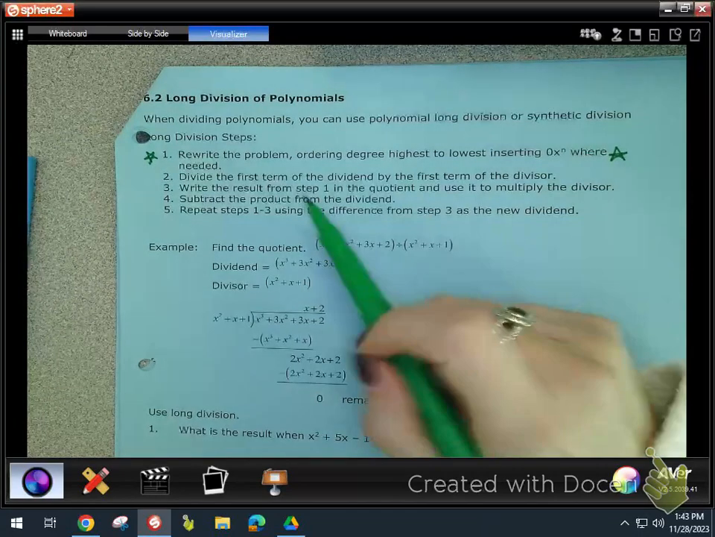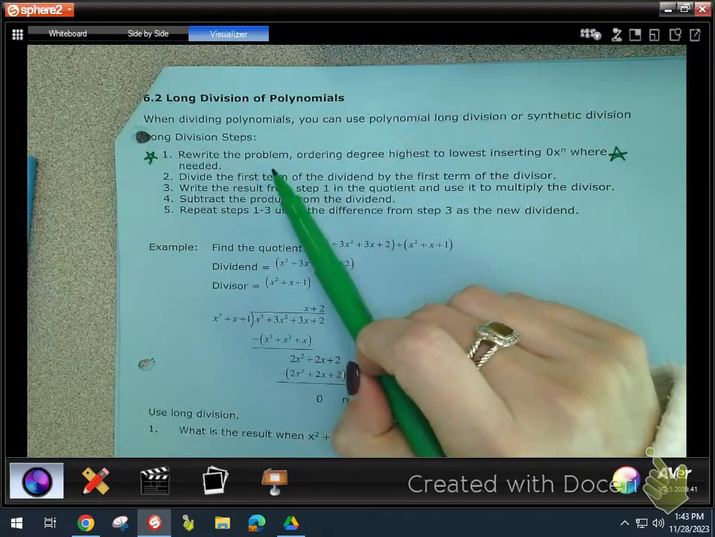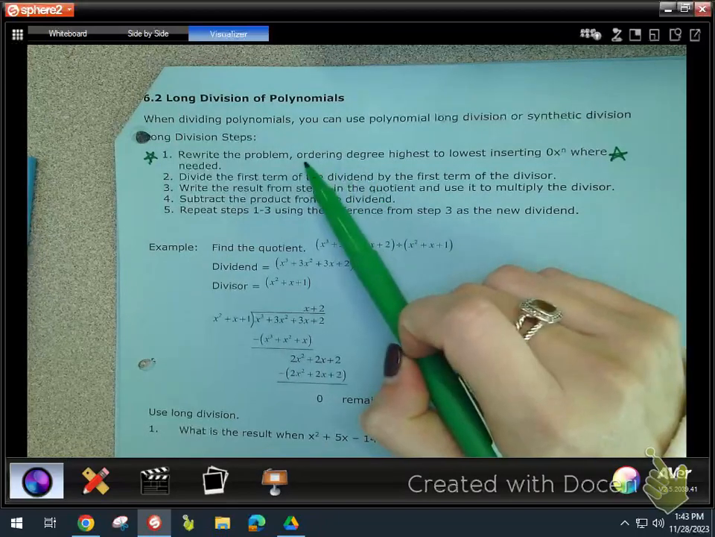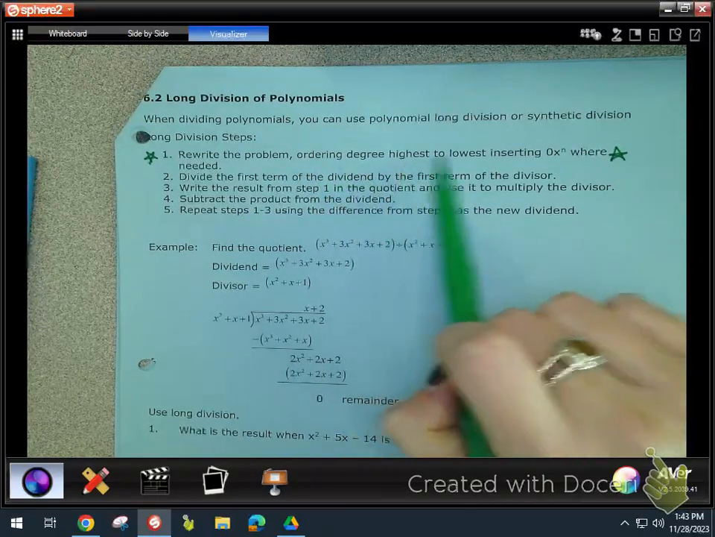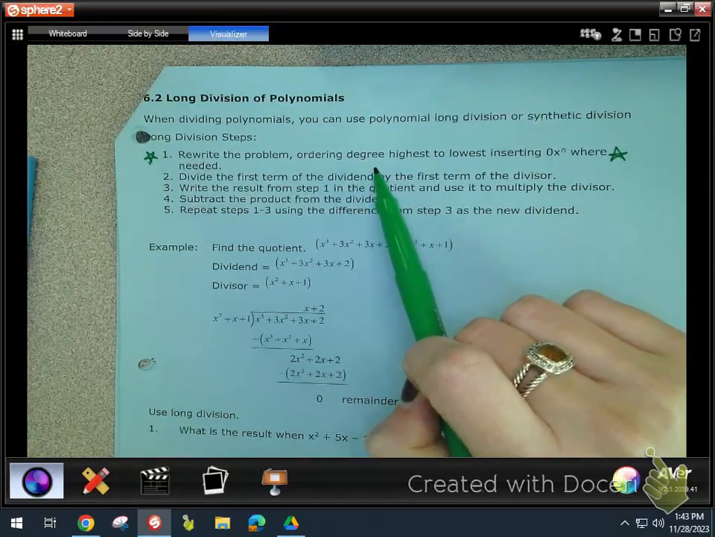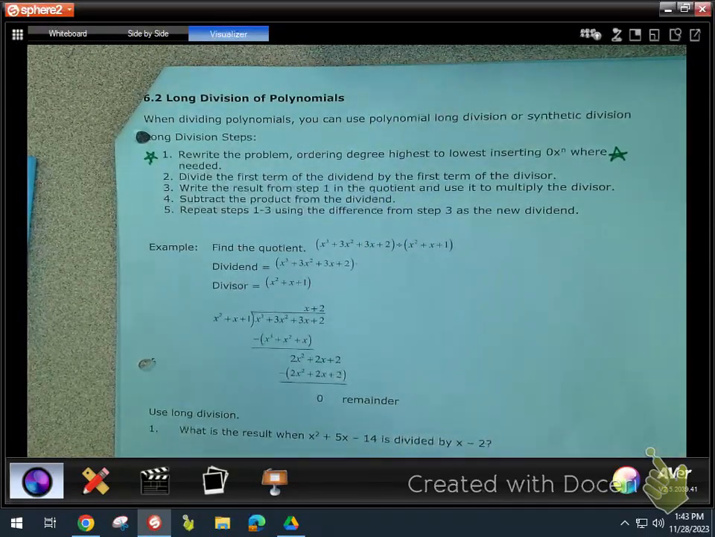So it says that you need to first rewrite the problem, making sure that your degree goes from highest to lowest. So we talked about degree last time. That's the highest exponent. And when we put stuff in standard form, we always want to go in descending order. So highest exponent to the lowest.